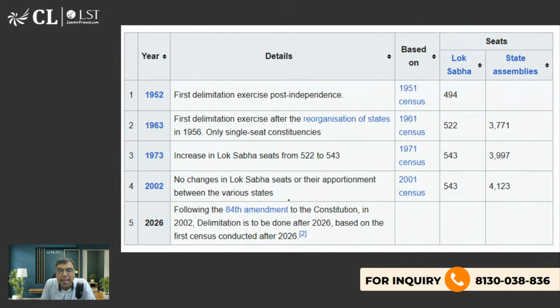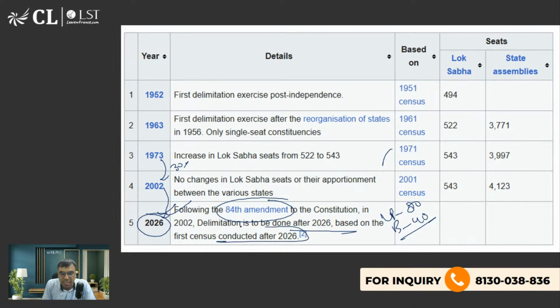देखो ये एकदम सिंपल है. 84th अमेंडमेंट में कहा गया कि जो 30 साल से फ्रीज किया गया ना, लगभग 30 साल, इसको और 2026 तक फ्रीज कर दिया जाए. यानी अगर यूपी को 80 सीट्स मिलती तो 80 मिलेगा, बिहार को 40 मिलती 40 मिलेगा. 2026 के बाद जो भी पहला सेंसस आएगा उस वक्त तक फ्रीज कर दिया जाए.